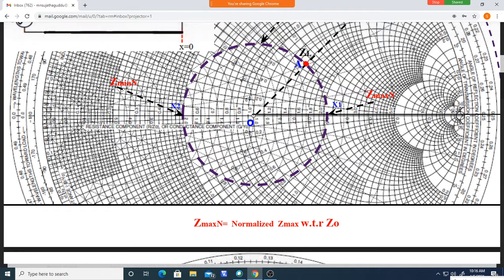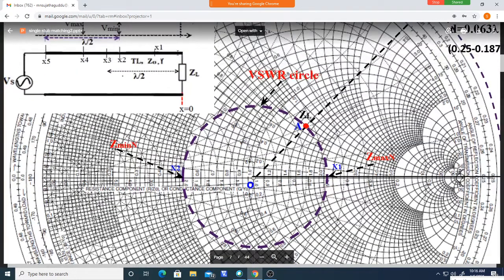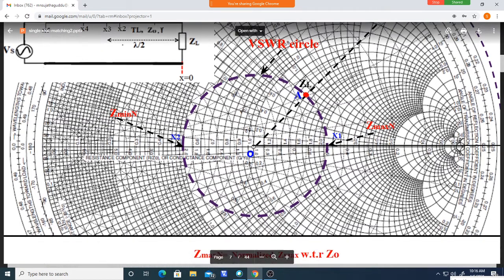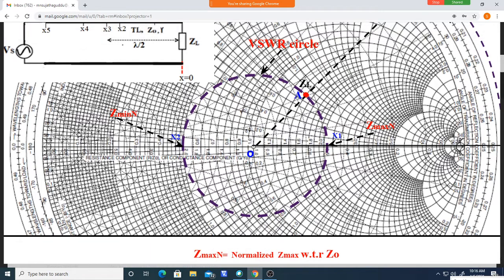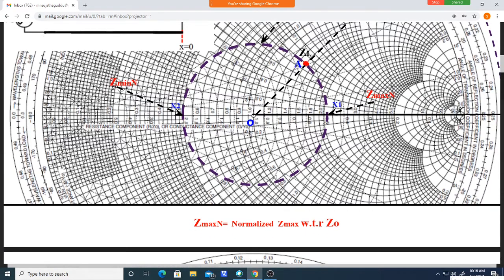So as we move like this, at some position the impedance may be in this form. The real part of the impedance may be 50 ohm and X may be something. Wherever it intersects the R equal to one circle, the real part of the impedance is one, meaning 50 ohm, and X may be something. You can find at what distance it is also.